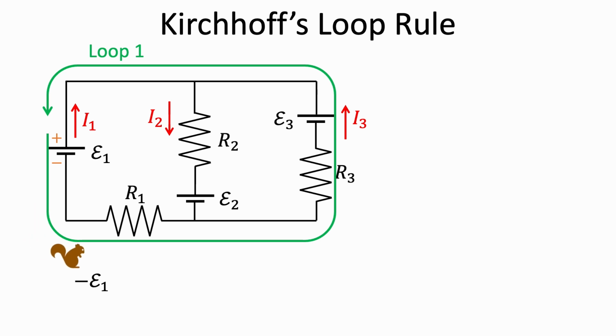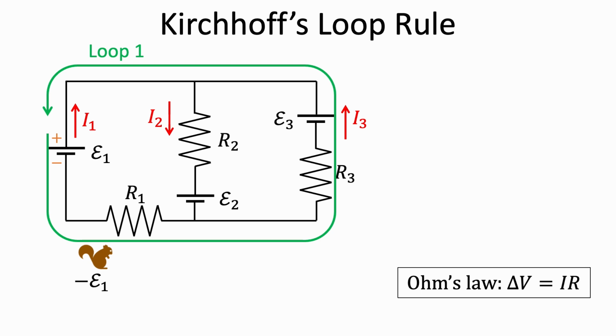Next circuit element I encounter is resistor R1. As you probably learned before, Ohm's law tells us that the voltage difference across a resistor is I times R. There's no junction between the battery on the left and R1, making the current through R1 equal to I1. So the voltage difference across the resistor should be I1 times R1. The question is whether it should come with a positive sign or a negative sign.